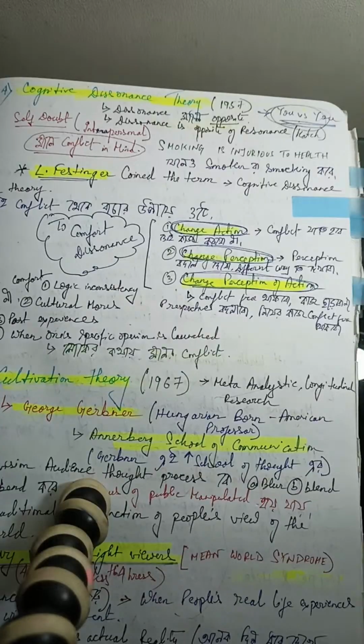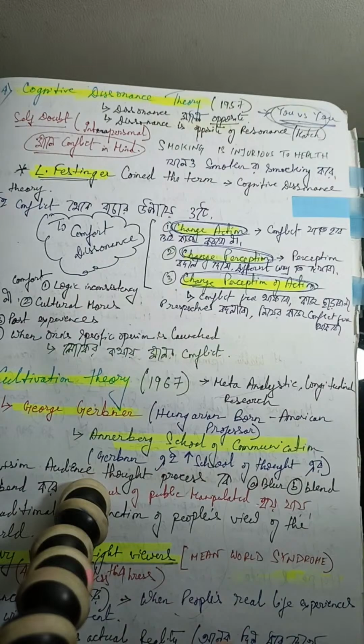So the cognitive dissonance theory of 1957 by L. Festinger gave three concepts. By cognitive dissonance theory, individuals change their action, individuals change their perception, and individuals change the perception of action.